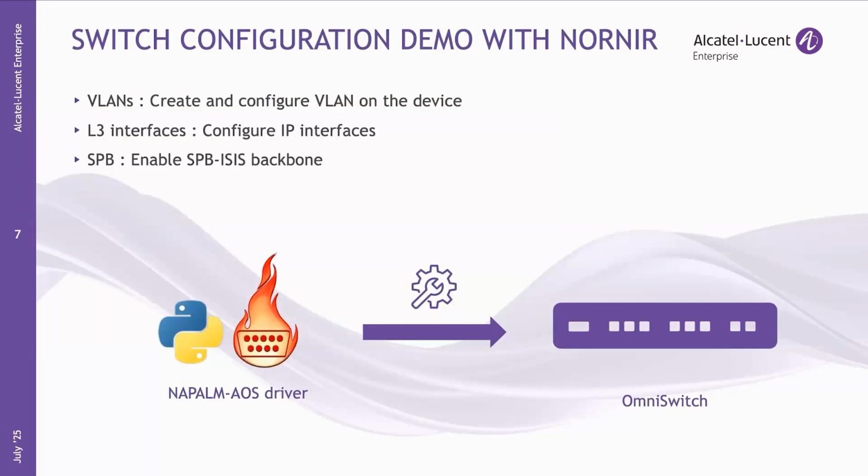In this part, we will see how we can automate real-world ALE switch configuration. All of the following steps will be done using Nornir in a Python script, the NAPALM-AOS driver, and template files associated to the relevant task. We will configure 3 switches at the same time in this demo. First, we will automate the creation and configuration of VLANs on the devices and create the associated Layer 3 interface to the VLANs. Then, we will create IP interfaces between our switches. Finally, we will enable SPB-ISIS on our network topology to ensure more robust Layer 2 connectivity.